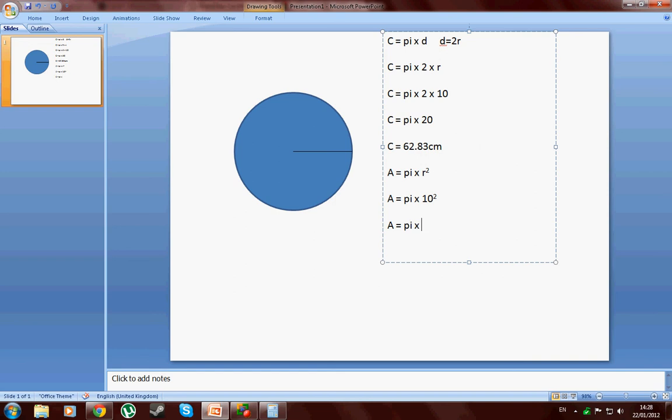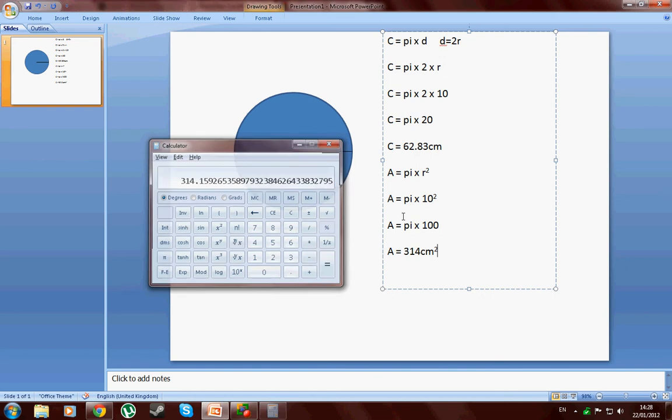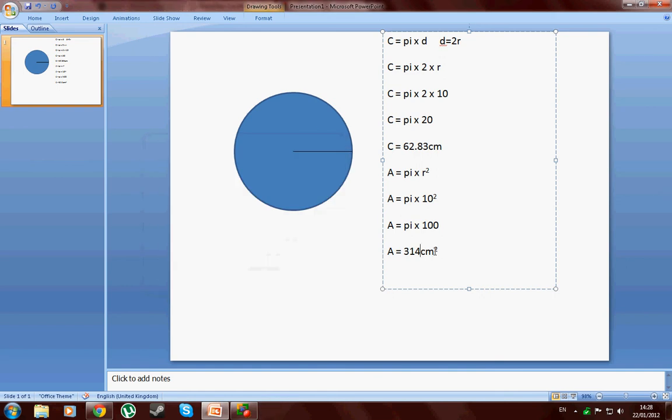So 10 squared is 100. Area equals, if we take pi as roughly 3.14 and times that by 100, we're going to get 314 centimeters squared. But let's double check that. So 100 times pi, 3.1415, round that to 16, for the purpose of 2 decimal places, just to be nice and accurate. There we go. Area is 314.16 centimeters squared.